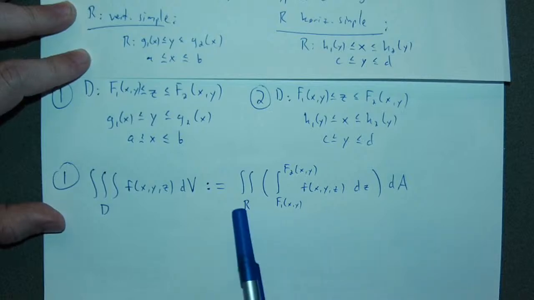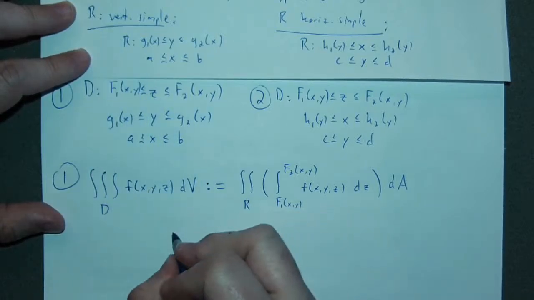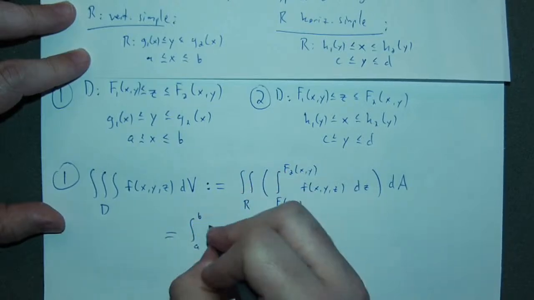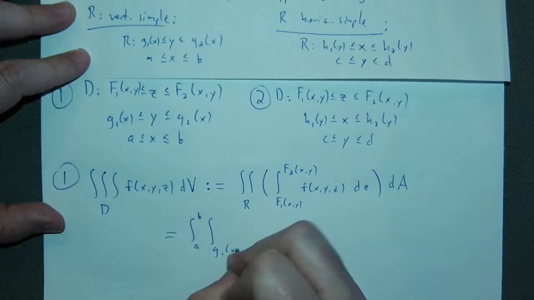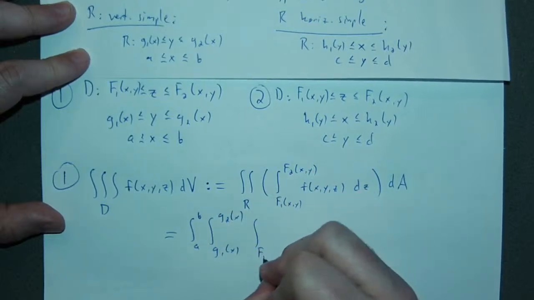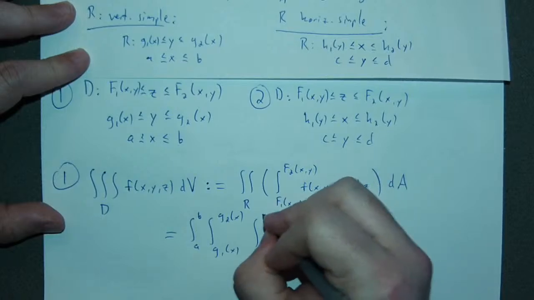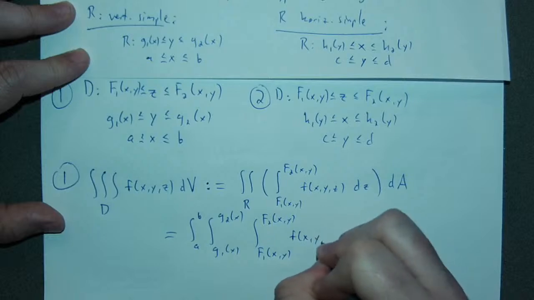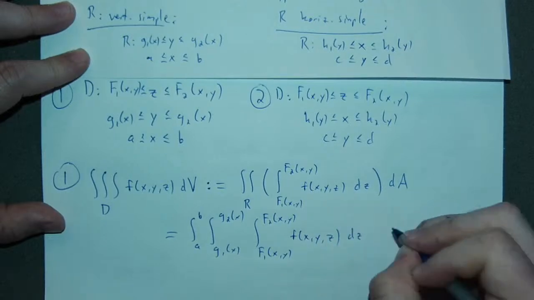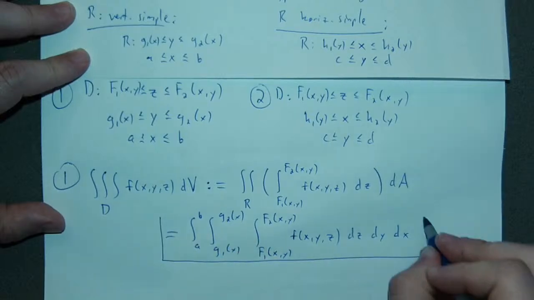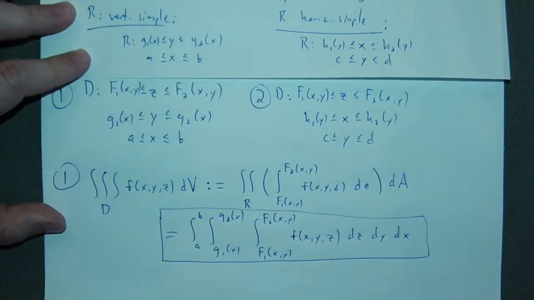And so in this case, when R is vertically simple, I can write this out further. Well, this is the integral from a to b, the integral from g sub 1 of x to g sub 2 of x, the integral from big F sub 1 of xy to big F sub 2 of xy, little f of xyz, dz, dy, dx.